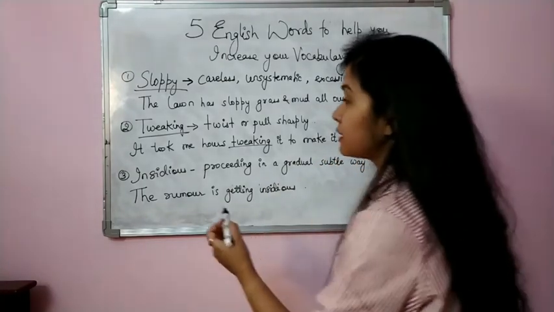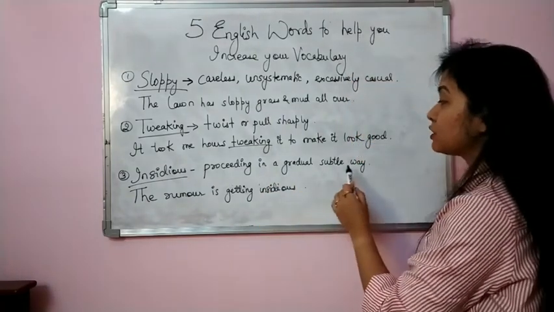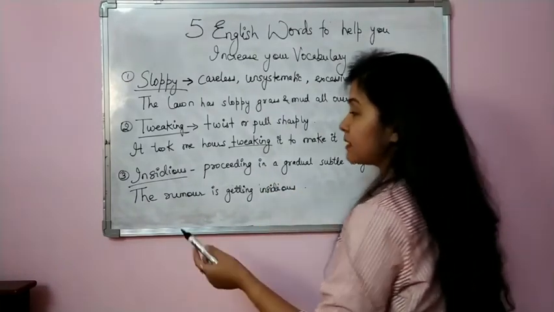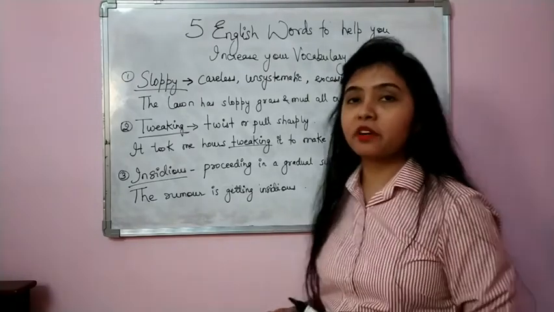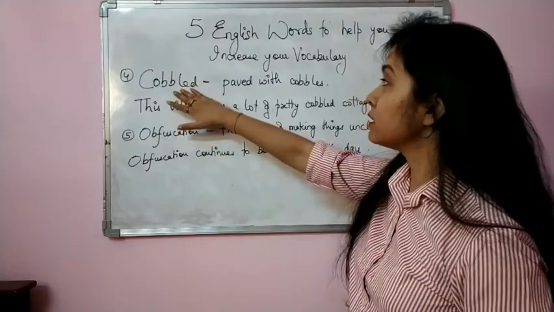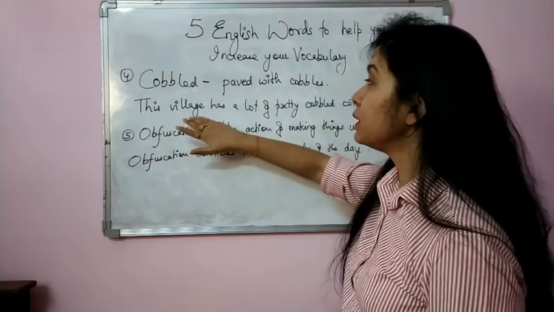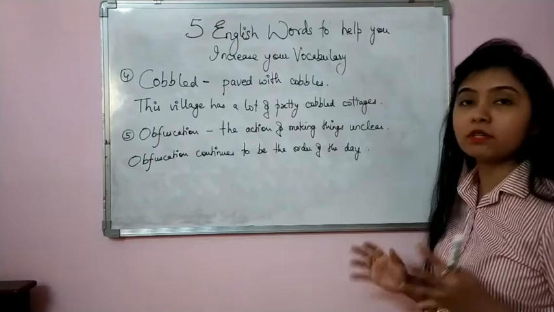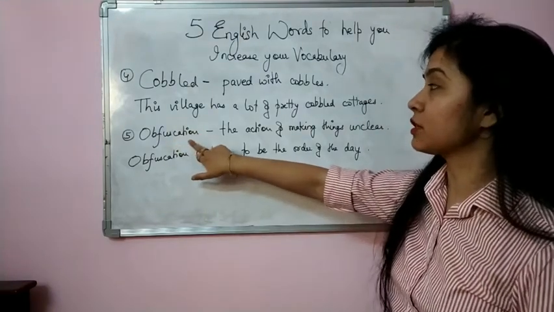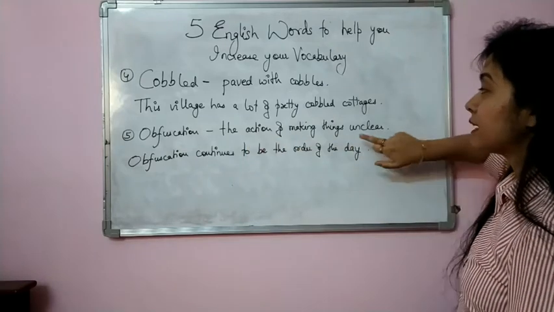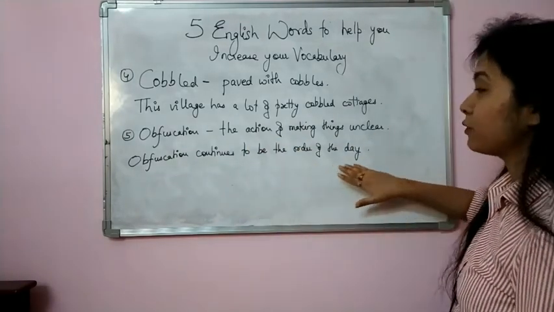The third word is insidious. It means proceeding in a gradual, subtle way. And the sentence is, the rumor is getting insidious. The next word is cobbled. It means paved with cobbles. And the sentence is, this village has a lot of pretty cobbled cottages. The next word is obfuscation, which means the action of making things unclear. Obfuscation continues to be the order of the day.